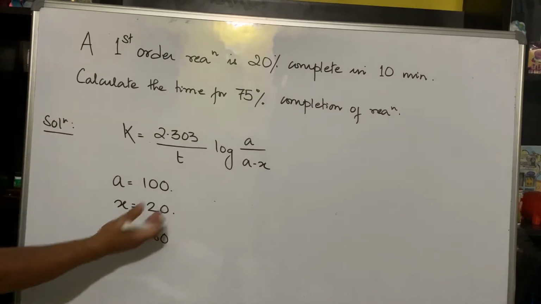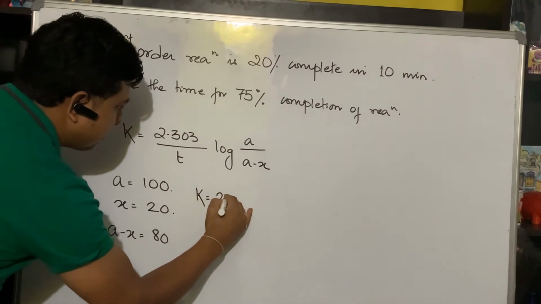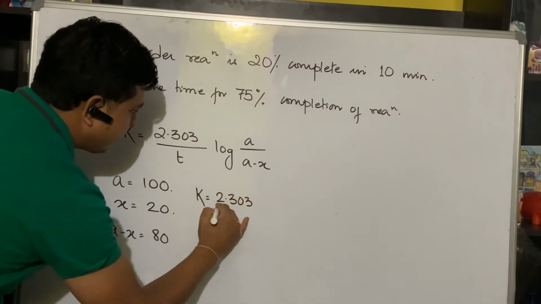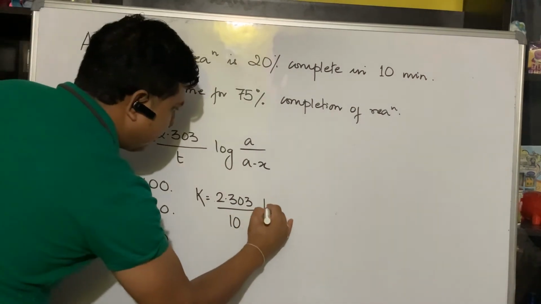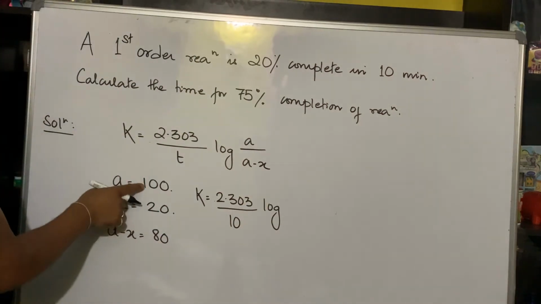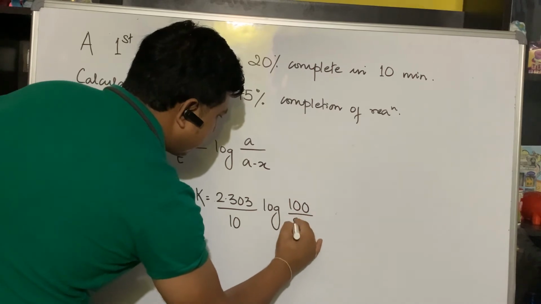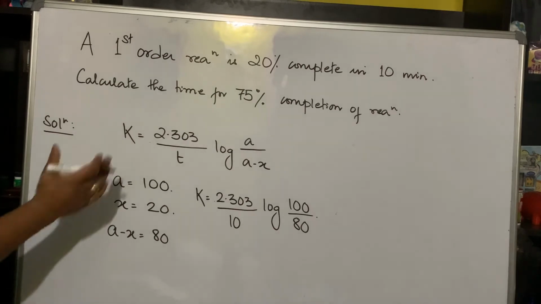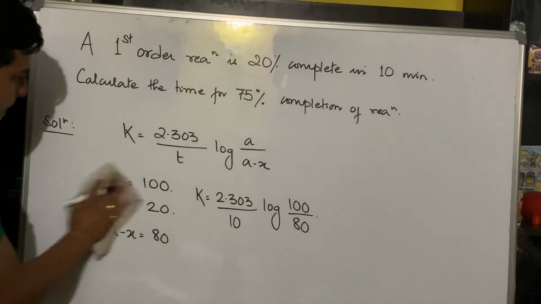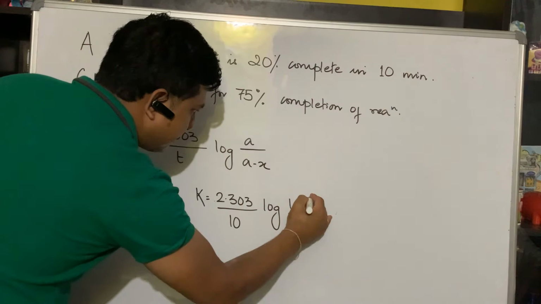Now let us substitute these values in this particular equation now. So k will be equal to 2.303 by t. What is the value of t? 10 minutes, log, fine, it's 100 by 80. From this equation now what we get is we get the value of k. Now you can simplify this in many ways. Okay, so I'll cancel this and this.